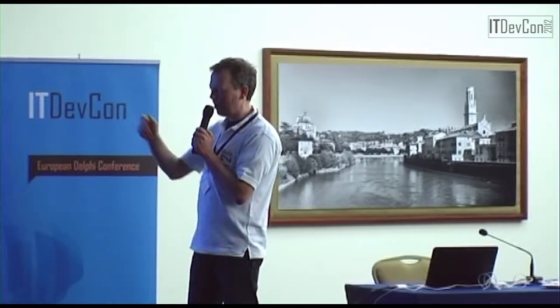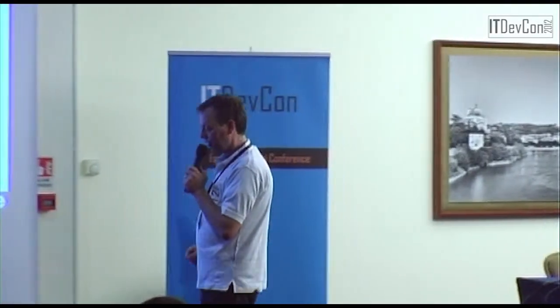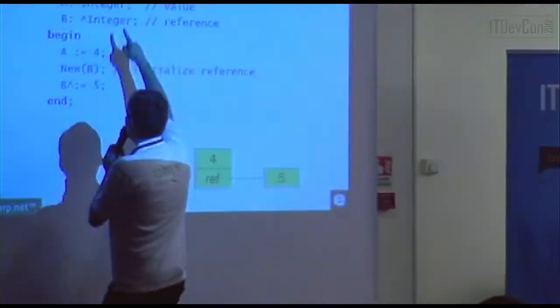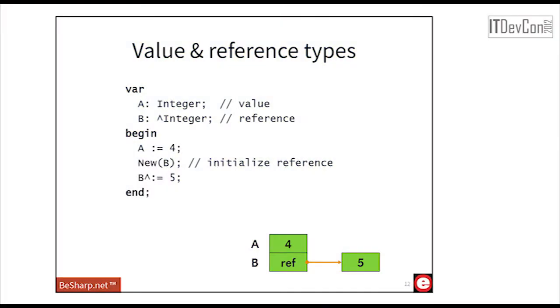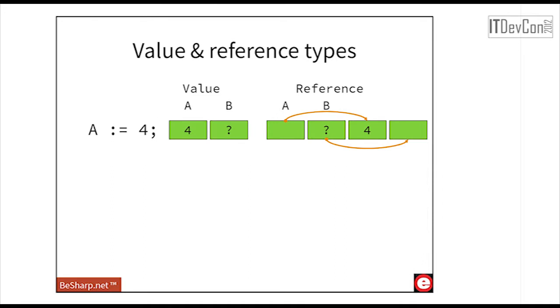I want to show a quick example of having a value integer and a reference integer. So you have an integer and a pointer to an integer. So this is A and this is B, and I'll show you what happens when you assign stuff to it. When you assign 4 to it and it's a value type, when you assign 5 to it, when you assign B to A, and when you change the value of A.